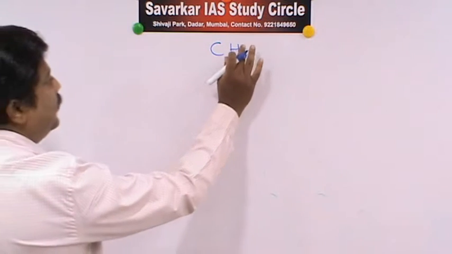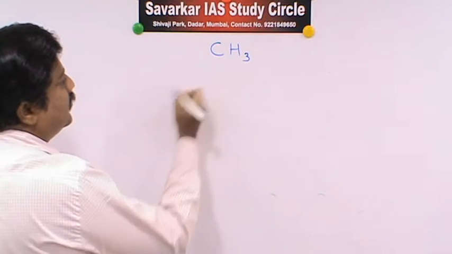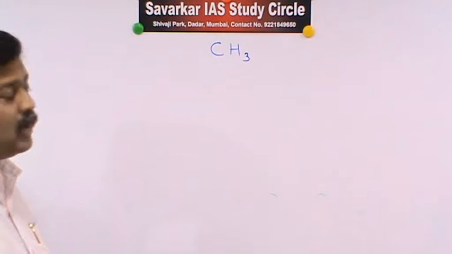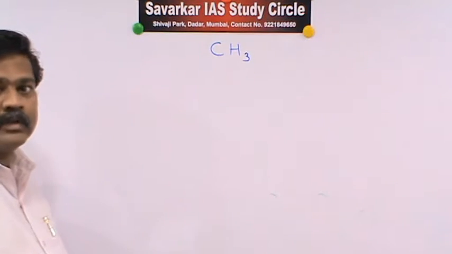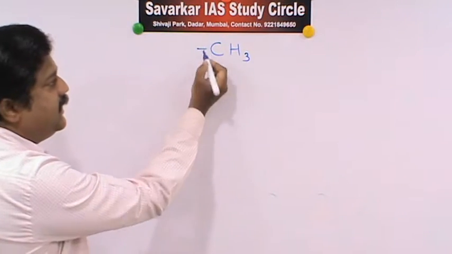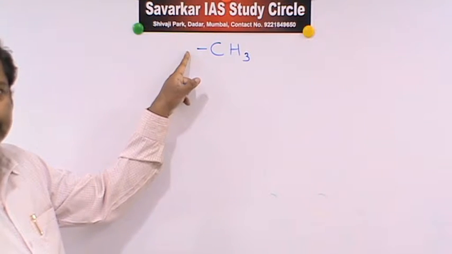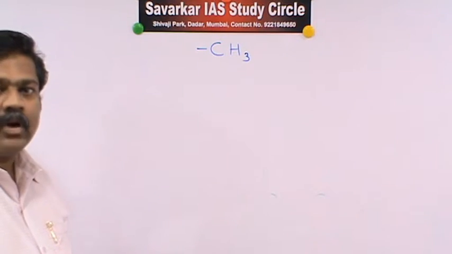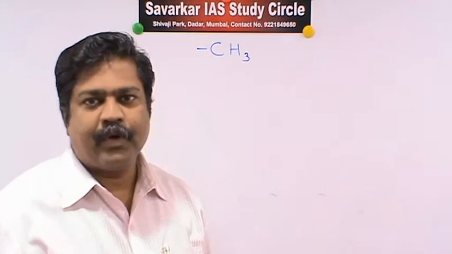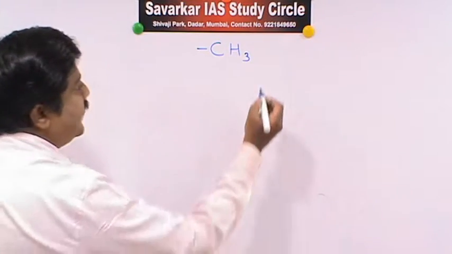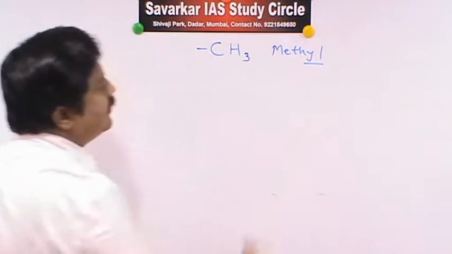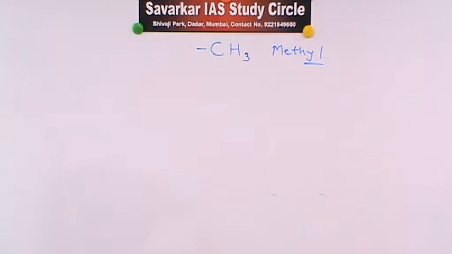Now I am removing one hydrogen from here. You are aware that carbon has 4 bonds. Here carbon is having 3 bonds, so one more bond is remaining, because there was also a hydrogen that we removed. Whatever group or radical is produced, we are calling this methyl. So CH3 we are calling methyl. Here we have the suffix YL.